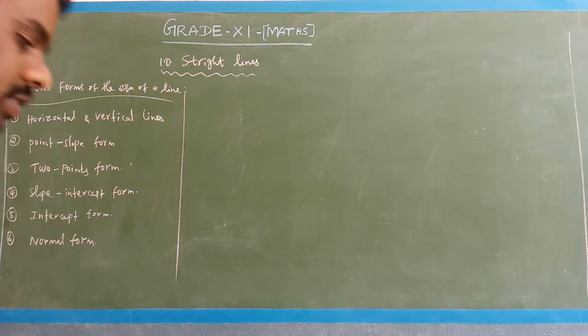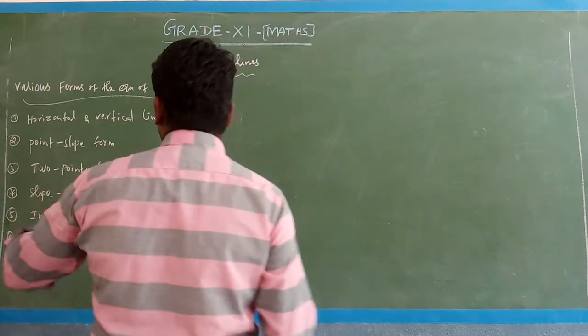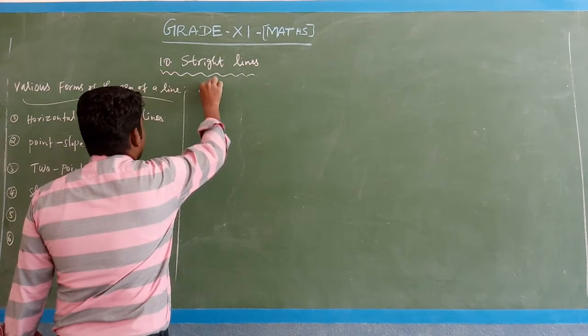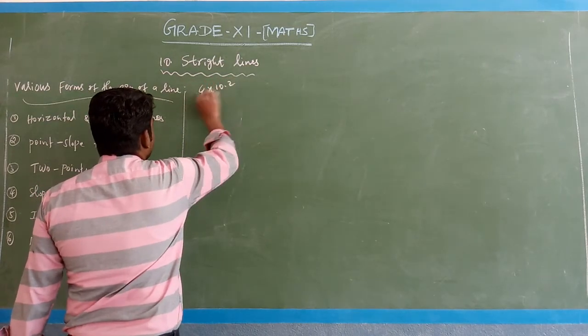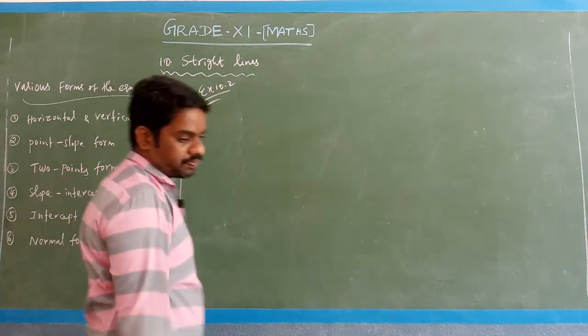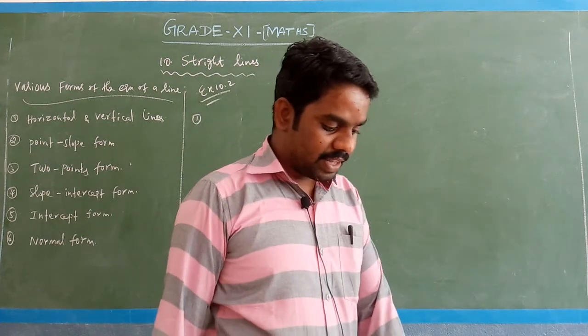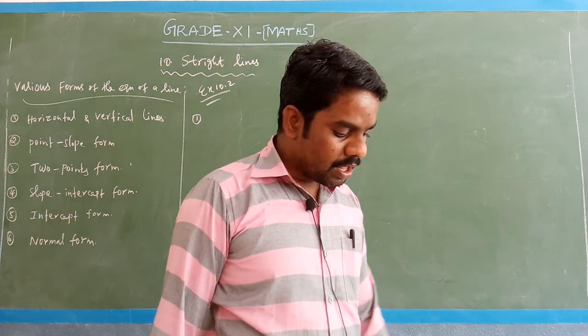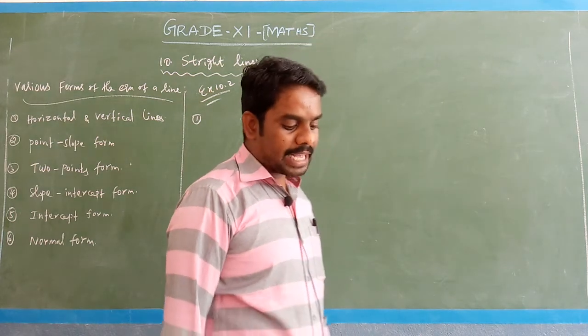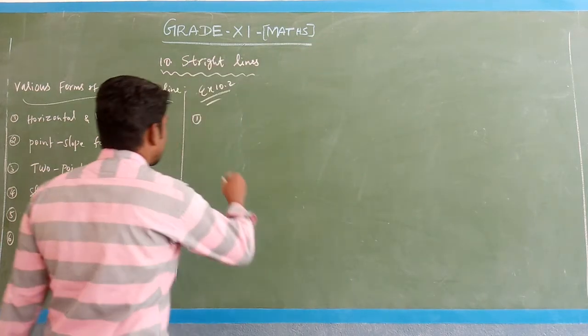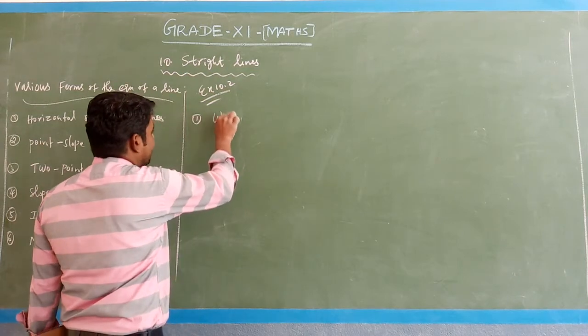Next, exercise questions based on the first five types. Exercise 10.2, question number 1. Questions 1 to 8: find the equation of the line which satisfies the given condition. First one: write the equation for the x and y axis.